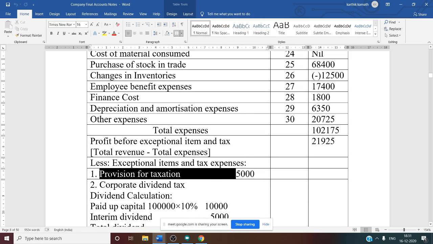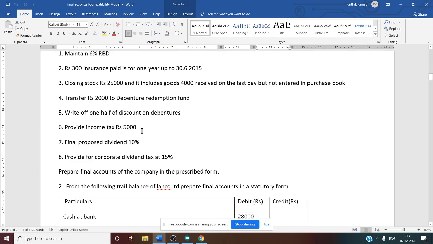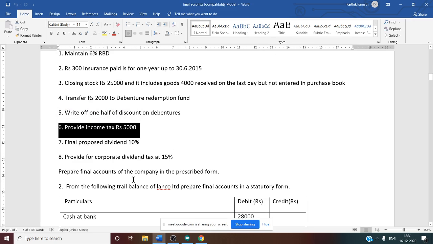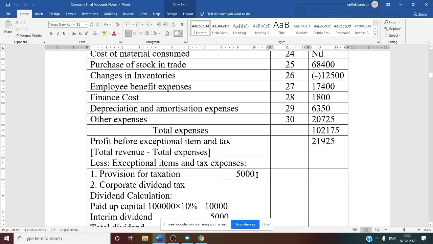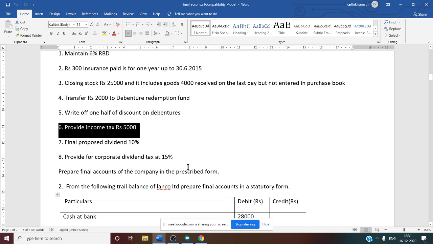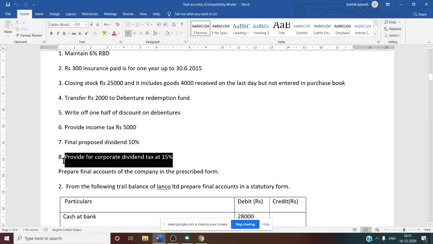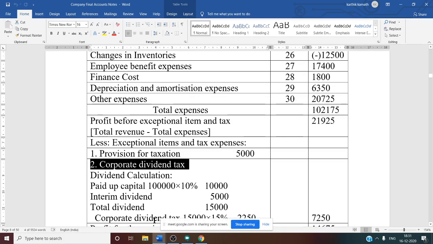Why? Because it is a taxation expense. Where provision for taxation is given, just you have to see the question, and there it is given provide income tax 5,000. See this? Provide income tax 5,000 is given. So you have to consider that tax provision, short term provision 5,000. Then corporate dividend tax also you have to calculate. Corporate dividend tax, if you see the question, the percentage of corporate dividend tax is 15%. 15% it is given. Now we want a total dividend calculation.